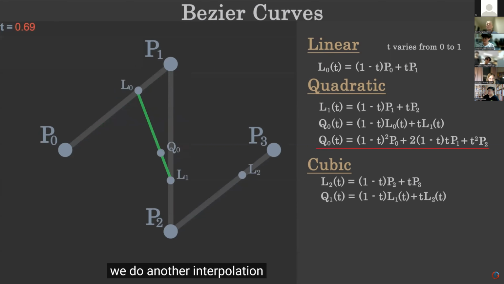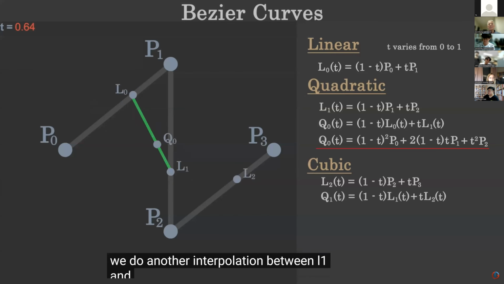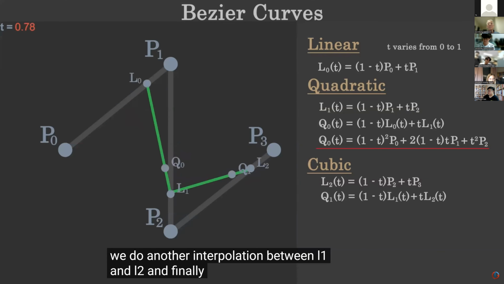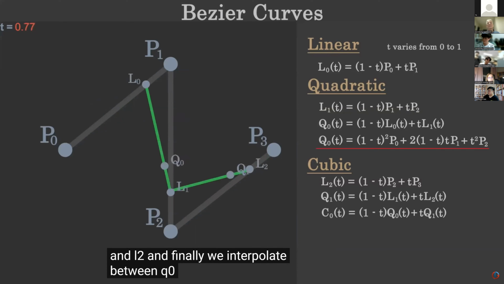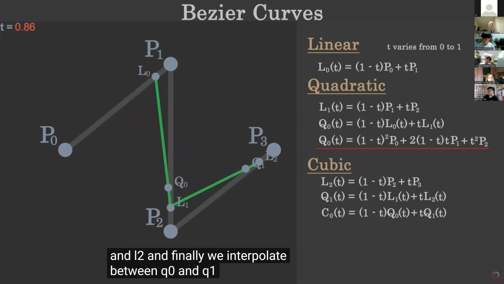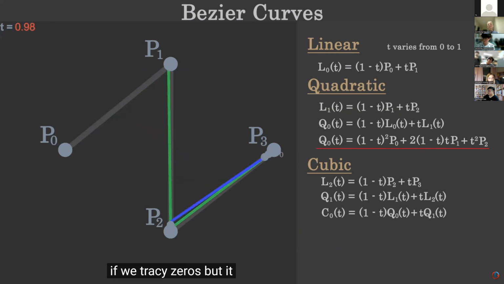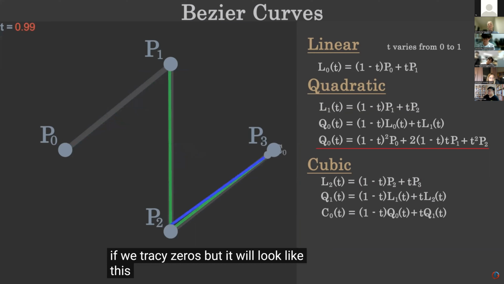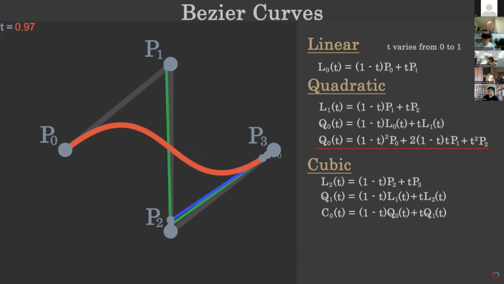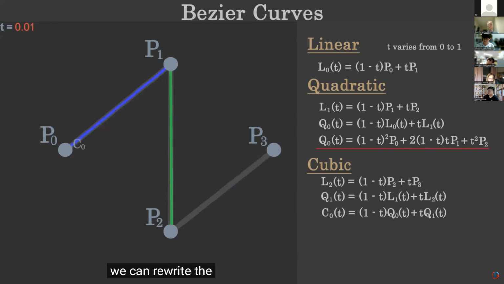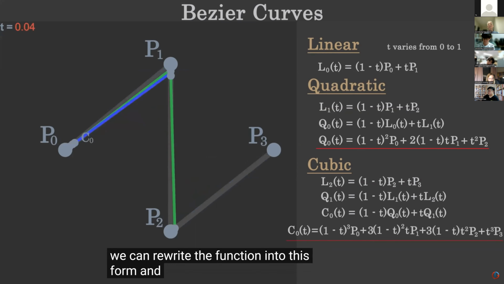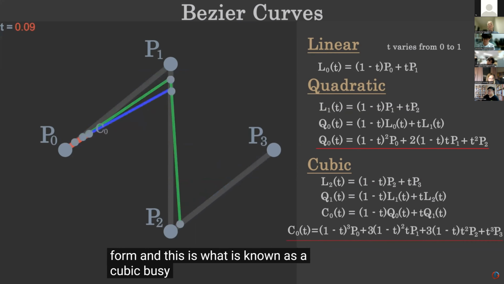We do another interpolation between L1 and L2. And finally, we interpolate between Q0 and Q1. If we trace C0's path, it will look like this. We can rewrite the function into this form, and this is what is known as a cubic Bezier curve.